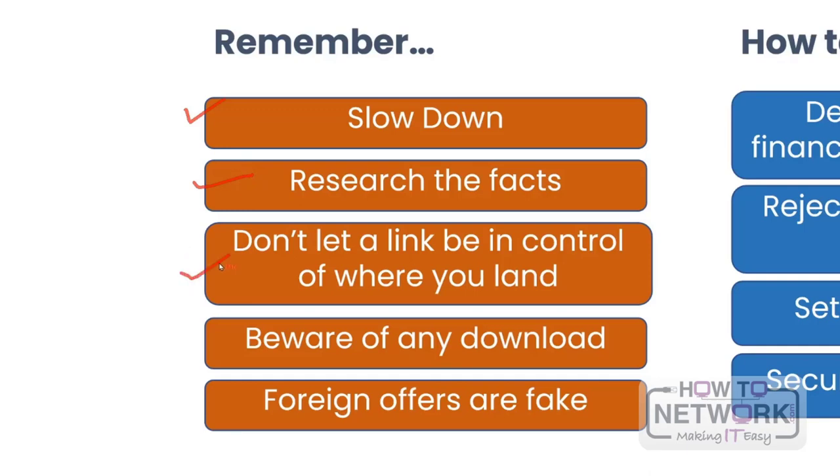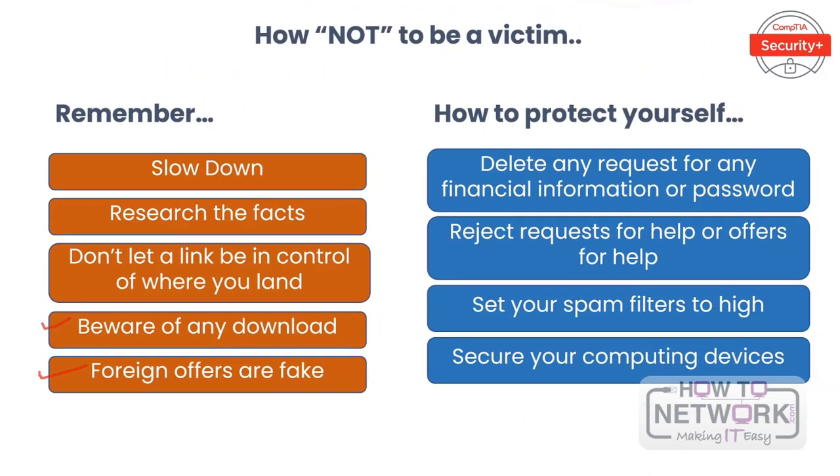Third one is don't let a link be in control of where you land. Stay in control by finding the website yourself, using a search engine to be sure that you land where you intend to. However, hovering over links in email will show the actual URL at the bottom, but a good fake can still steer you wrong. Next is beware of any downloads. If you don't know the sender personally and expect a file from them, downloading anything is a mistake. Next is foreign offers are fake. If you receive an email from a foreign lottery or sweepstakes, money from an unknown relative, or a request to transfer funds from a foreign country for a share of the money, it is guaranteed to be a scam.